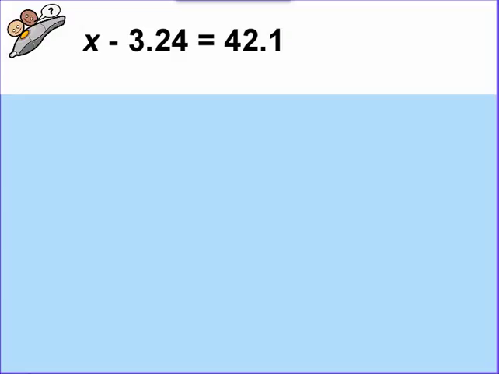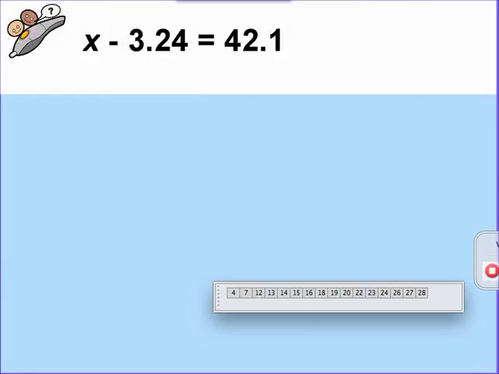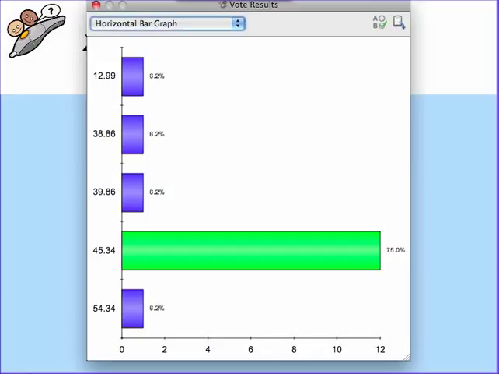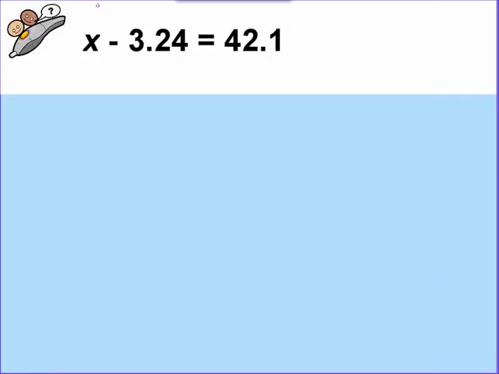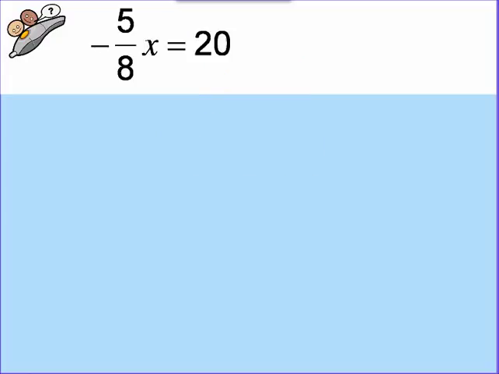Basic equation. x minus 3.24 equals 42.1. On your expressions, I want you to go ahead and type the solution to that in. Yep, and the answer is 45.34. Very good. So let's go ahead and look back at the original problem. I've subtracted 3.24. So to undo subtraction, I'm going to add 3.24 to both sides. That's the additive property of equality. Whatever I add to one side, I have to add to the other. Cancel these, and I get x. On the right side, if I add those, I get 45.34.